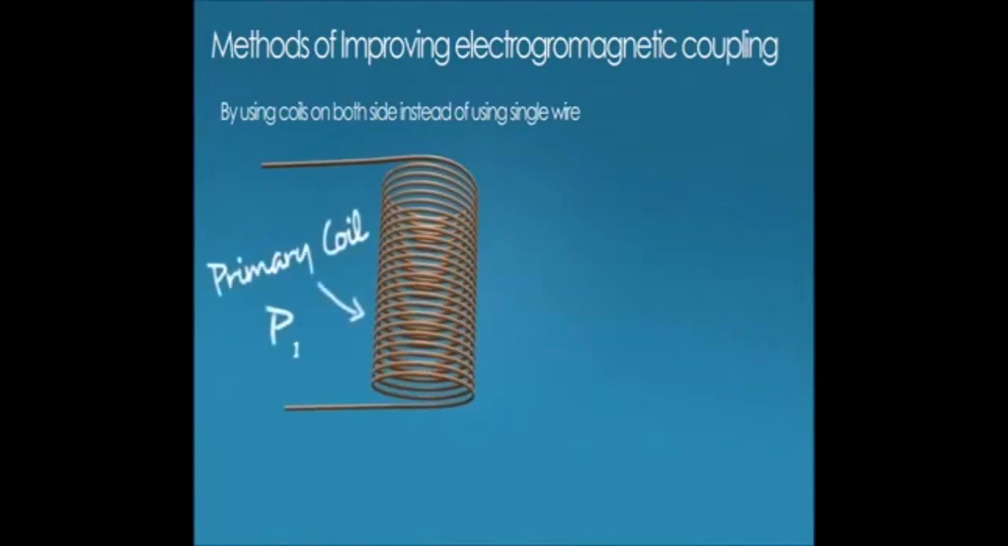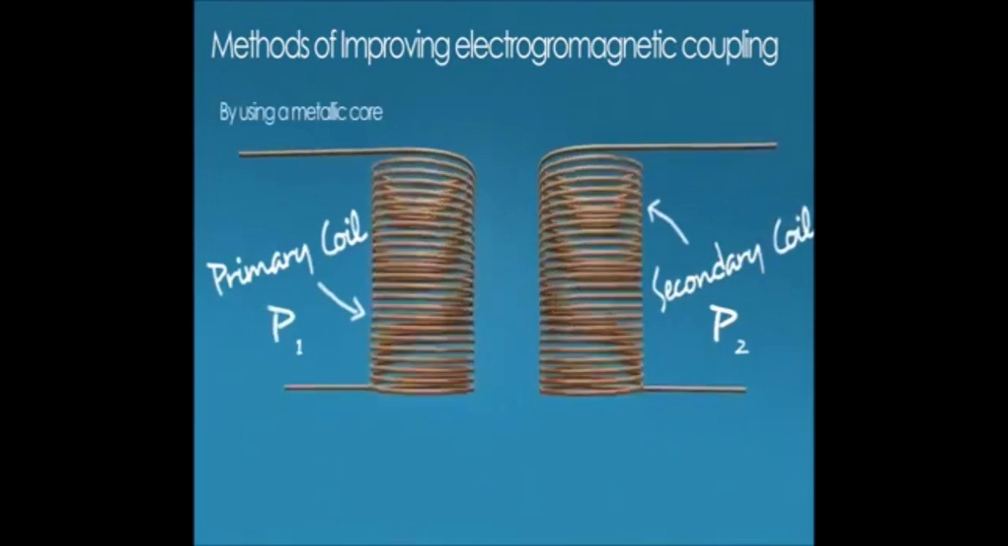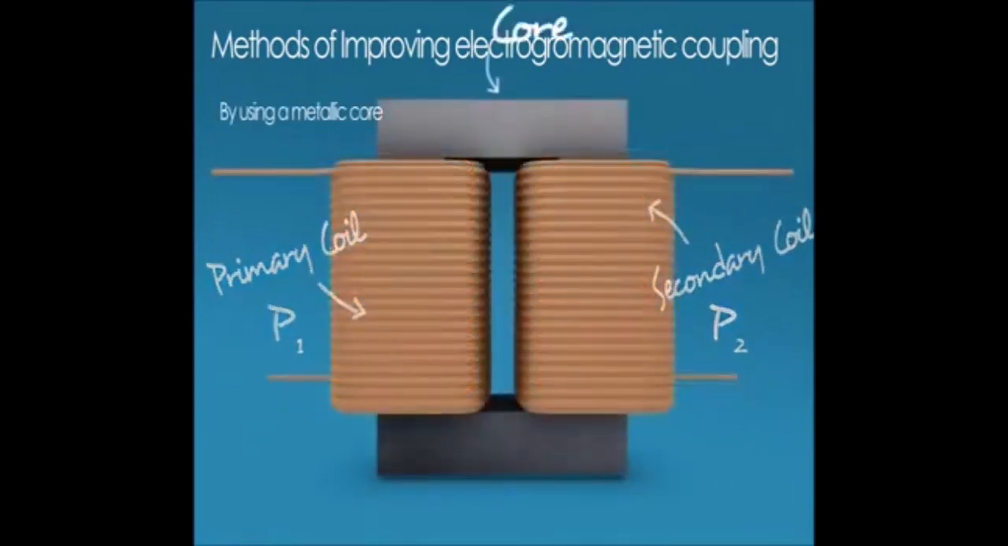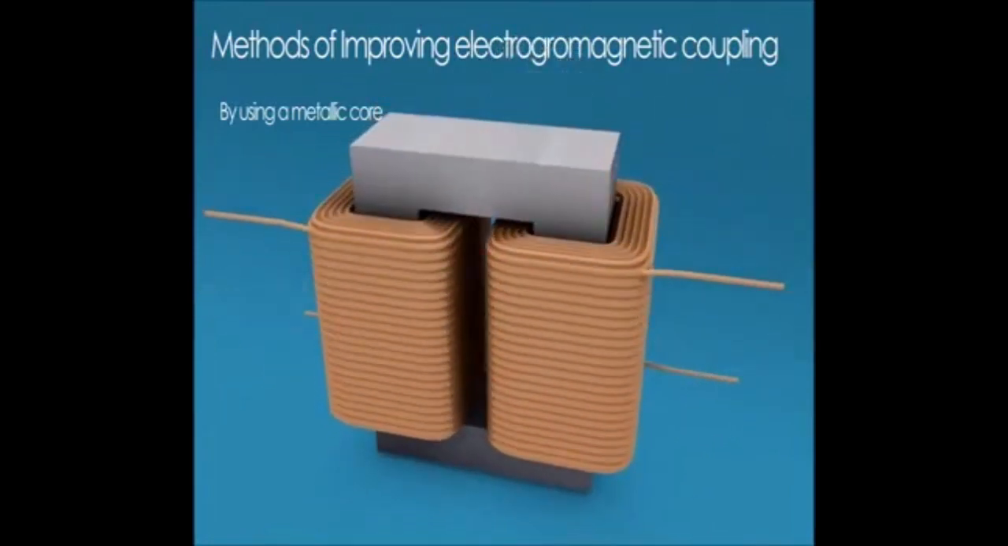This electromagnetic coupling between the two conductors can be improved by two methods. Number 1. By using a coil on both sides instead of a single wire. This results in an increase of flux. Number 2. By using a magnetic core between the coils, which gives a low reluctance path to the flux and improves the magnetic coupling between the coils.